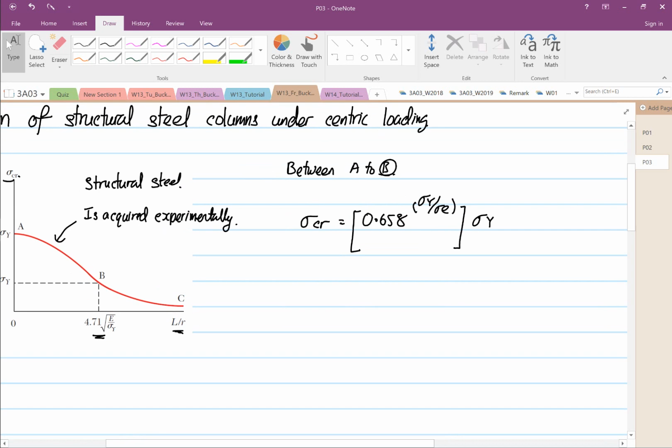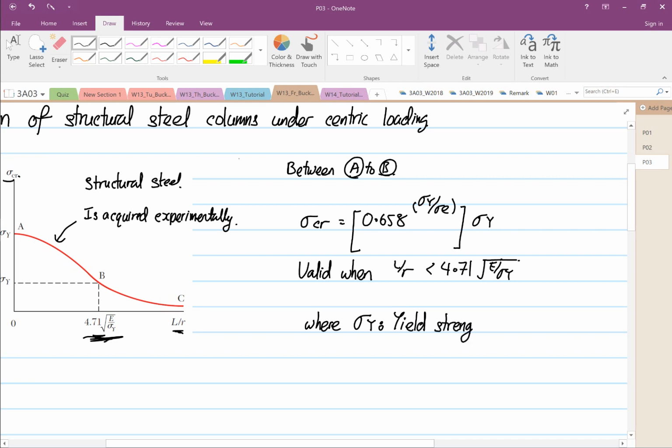So this equation is between point A and point B. It's only valid when the L over r is less than 4.71 square root of E divided by stress Y. Okay, so this is where these terms come in, where stress Y is your yield strength, and then stress E is equal to the standard formula, pi squared E over L over r squared.